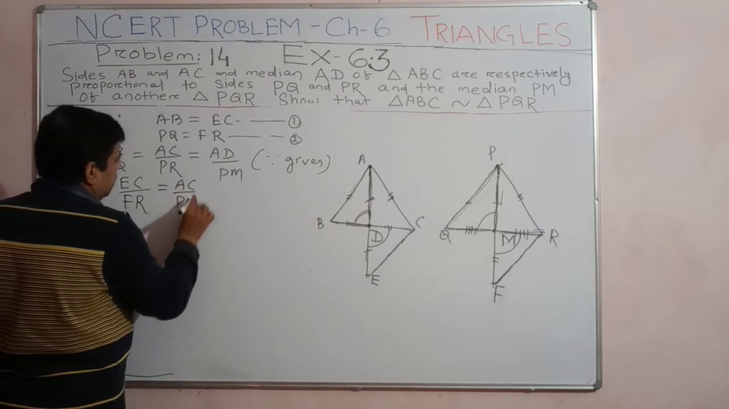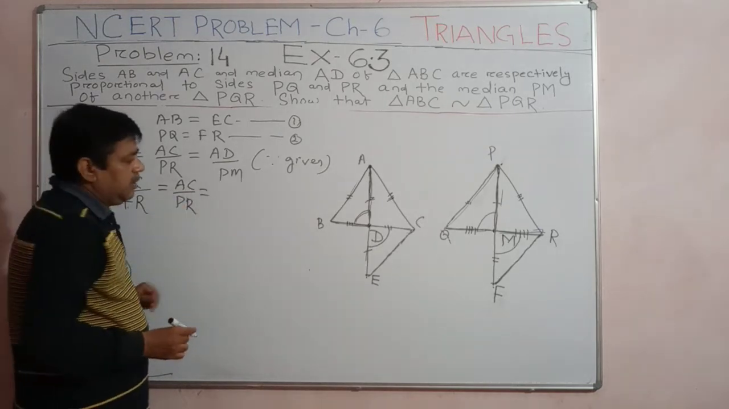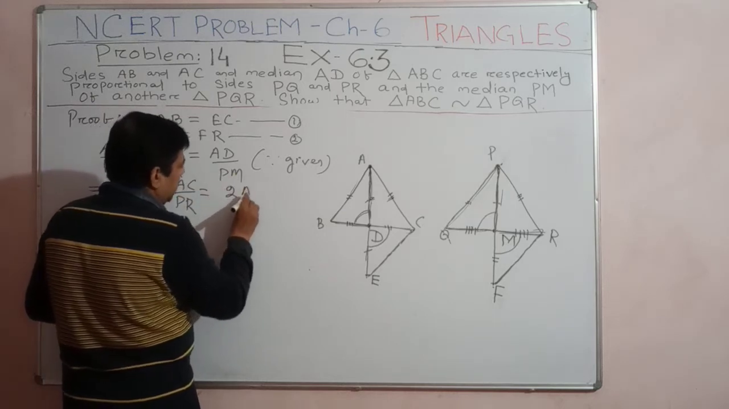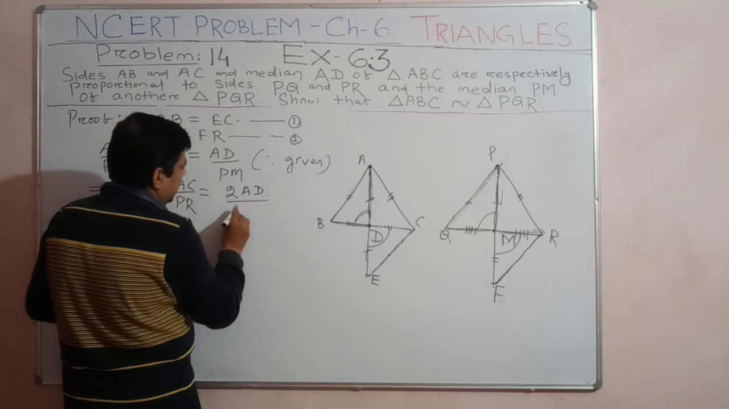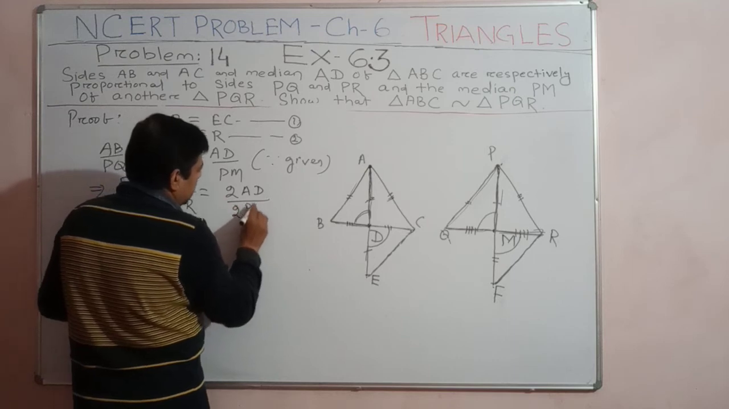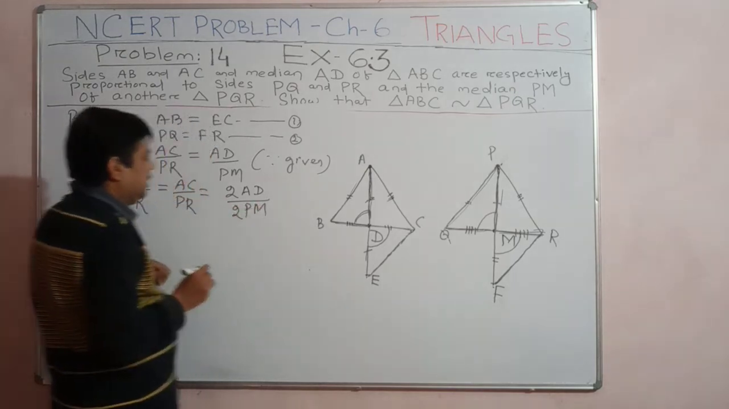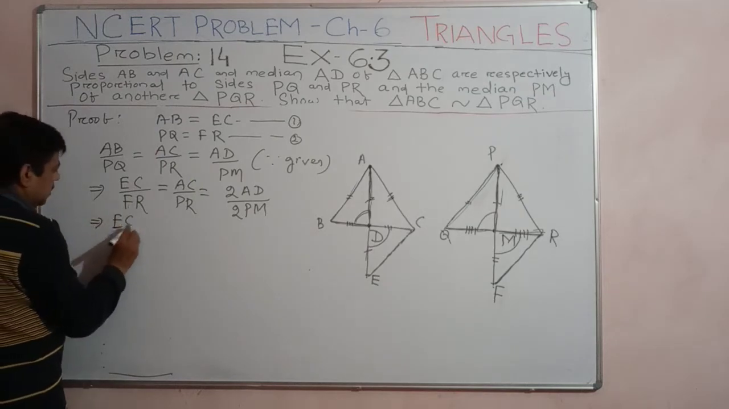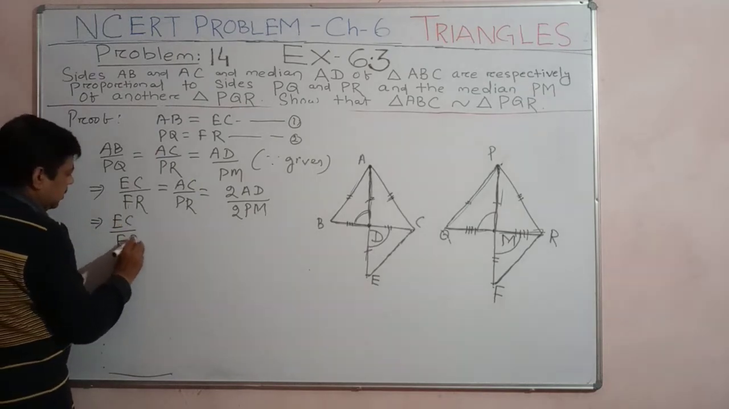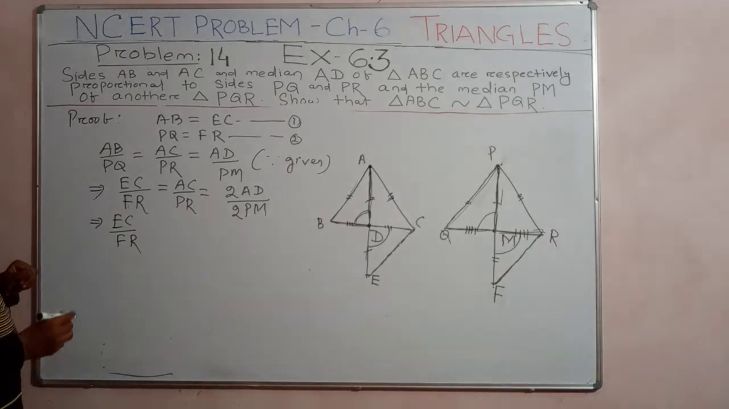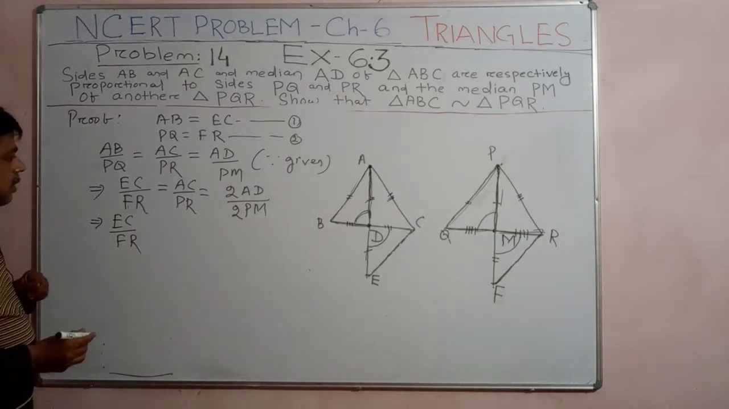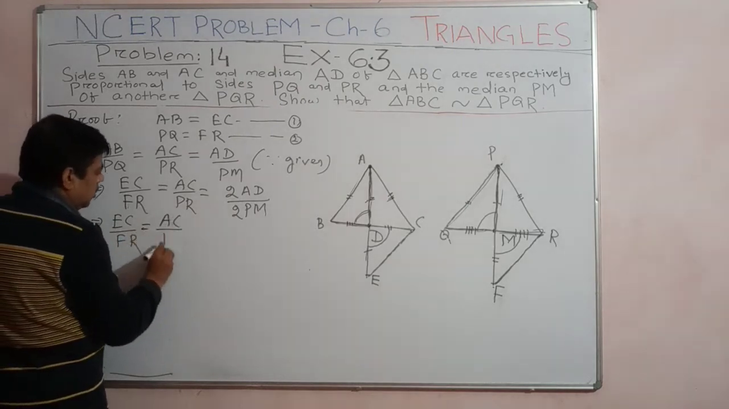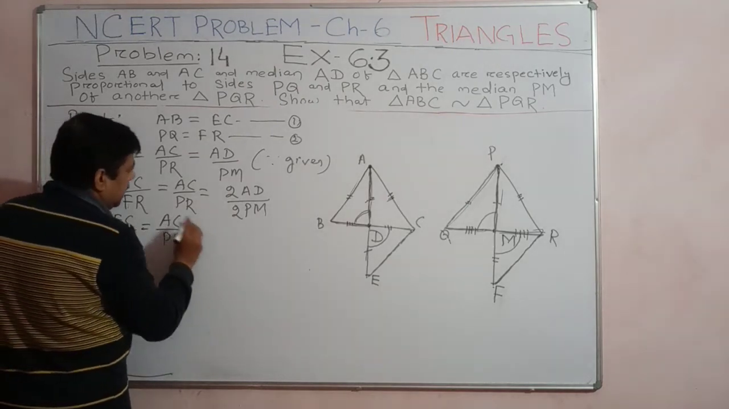Here, one thing you observe. AD by PM, multiply 2 in the numerator as well as the denominator, making twice AD by twice PM. Then after that you say EC upon FR. Look here: EC upon FR is equal to AC upon PR and twice AD by twice PM.